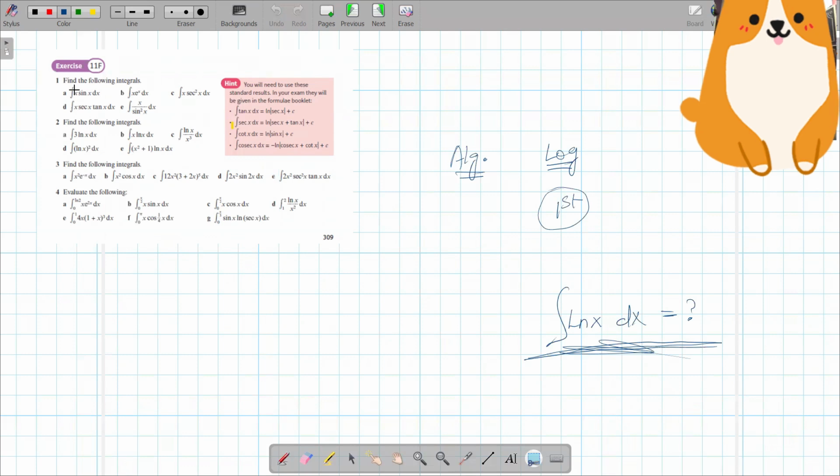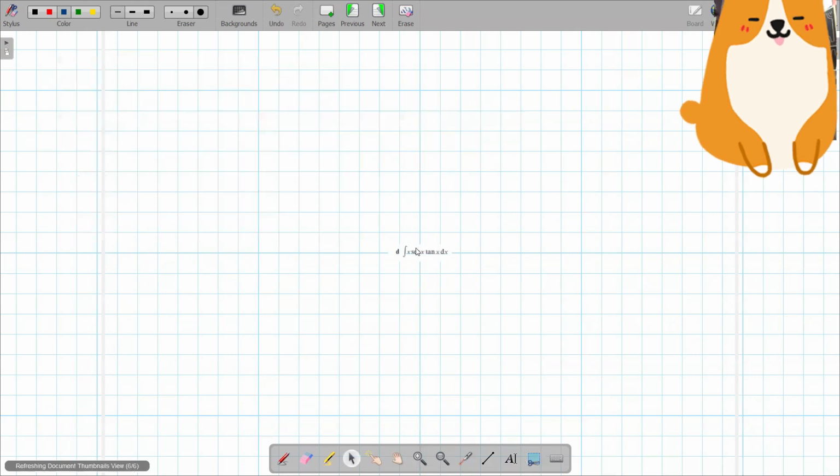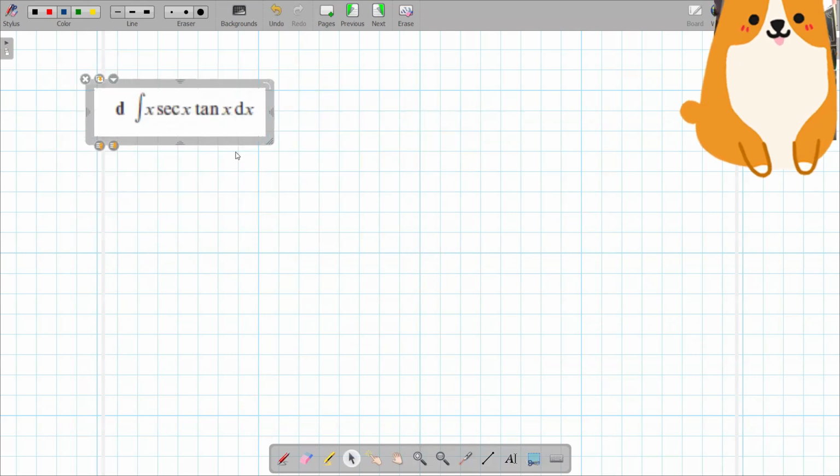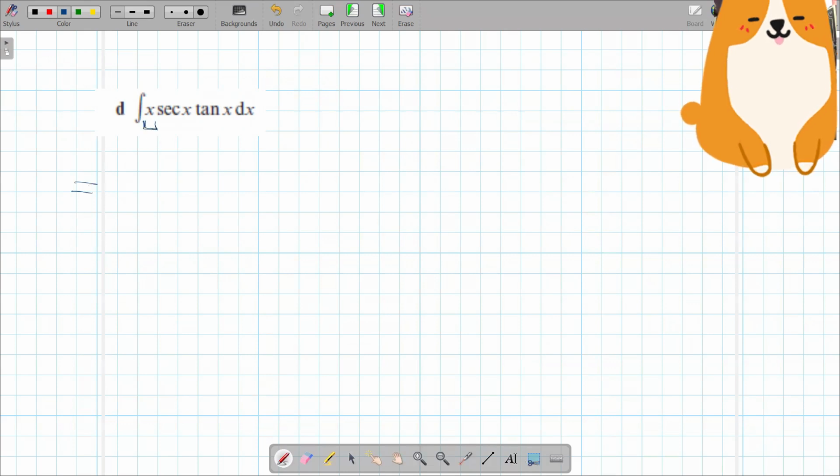Which one should we do? Should we do 1D, because it looks like there are 3 different things in that, and 2 of them are trigonometric, right? So this is x and we have sec x tan x. Let's take the product sec x tan x as the second function, and the algebraic x as the first function.